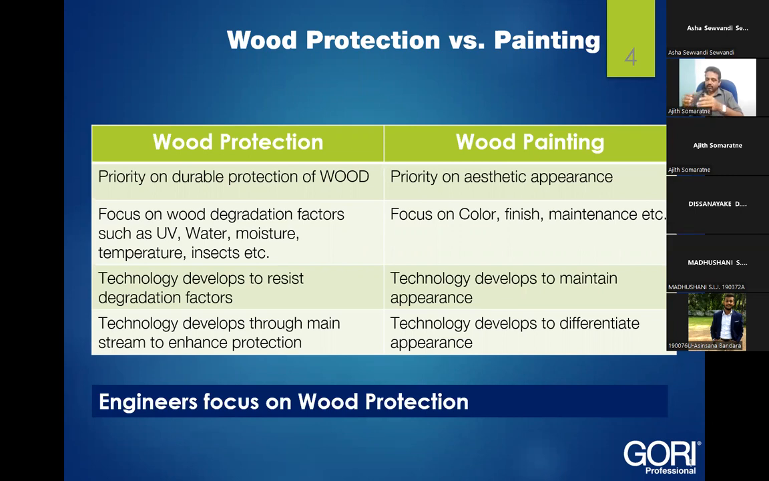So if our focus is on protection, then we call it wood protection. But when looking at the product, both are similar as a paint. A wood protection brand always employs R&D to develop the durability of the wood, so the technology develops towards wood protection. But if it is just a paint, they develop the technology towards aesthetic appearance, to maintain new finishes like that. So that is the difference between just a wood paint and a wood protection. Our focus, the engineer's focus, should be on wood protection.